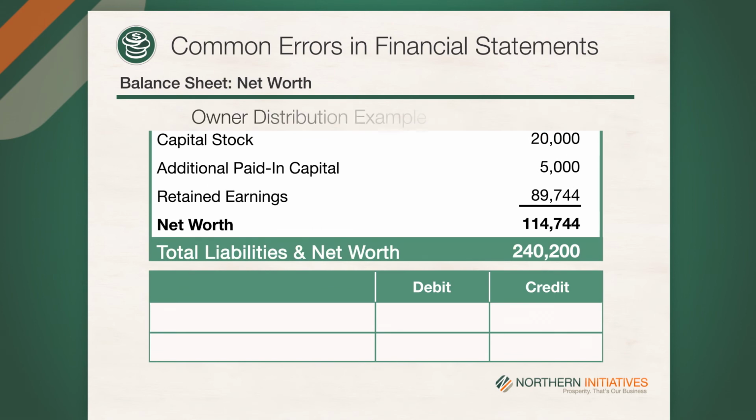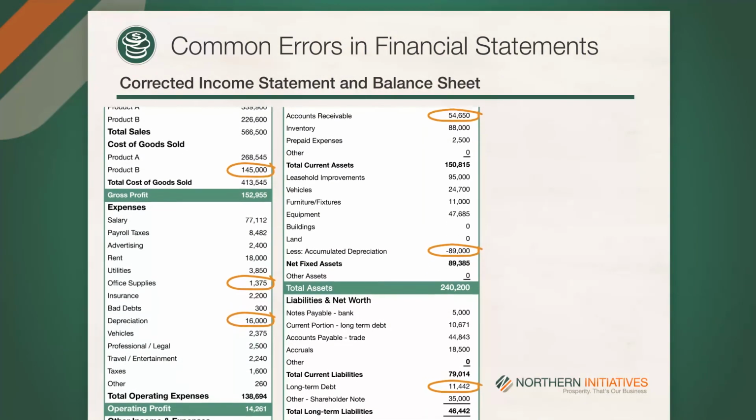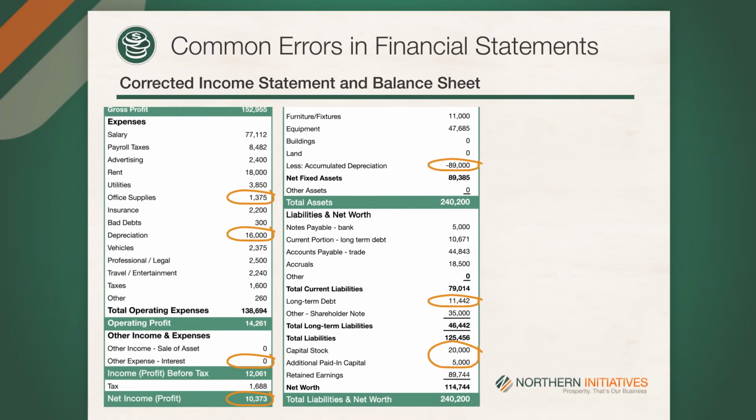Owner distribution example. In the case study, the owner did not take a distribution. However, let's look at the journal entries that would be made if the owner takes a $10,000 distribution of cash. A debit is made to retained earnings and a credit to cash for $10,000. Let's look at the corrected income statement and the balance sheet.